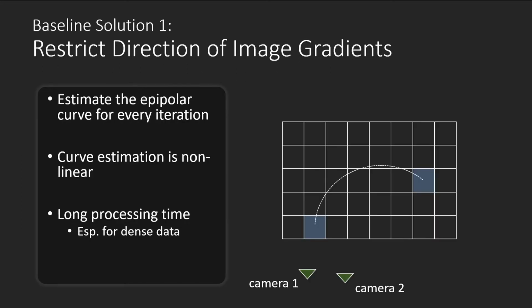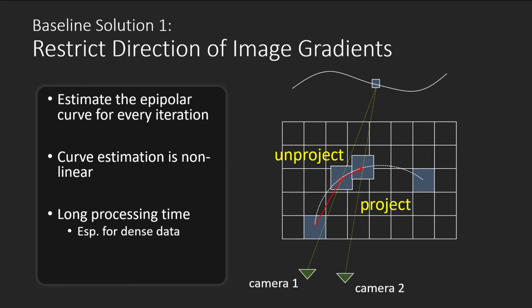To correctly estimate the direction of the epipolar curve in each iteration, we need to unproject a ray from the first camera, crossing a pixel to an arbitrary surface, and then reproject it to the second camera. The pixel of intersection then indicates the estimated direction of the epipolar curve. We need to do this for every iteration in every pixel until we reach an optimum disparity.